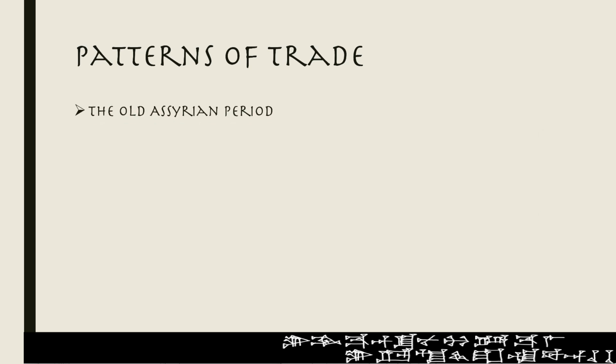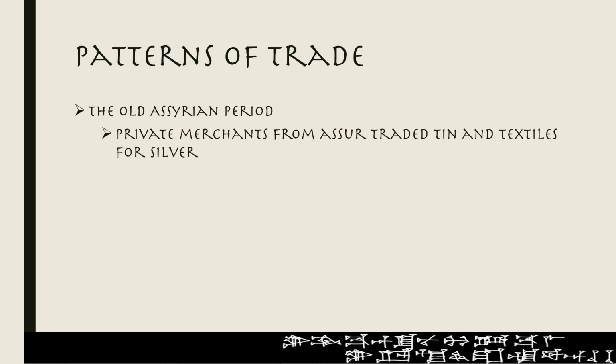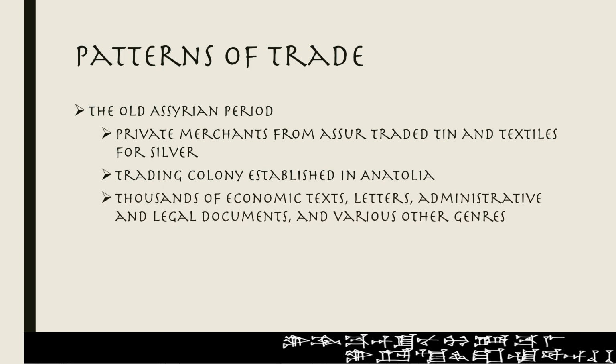The Old Assyrian period, however, in the beginning of the 2nd millennium, was characterized by private trade. So private merchants from the city of Ashur traded tin and textiles for silver with Anatolia. And a trading colony was established there, given its success. From this trading colony, we have thousands of economic texts, letters, administrative and legal documents, and a variety of other genres. We have a video on this that explains it in more detail, so see the link in the description for that.